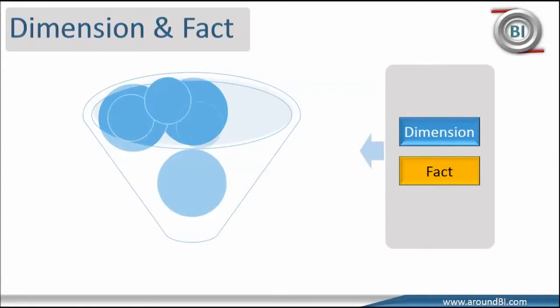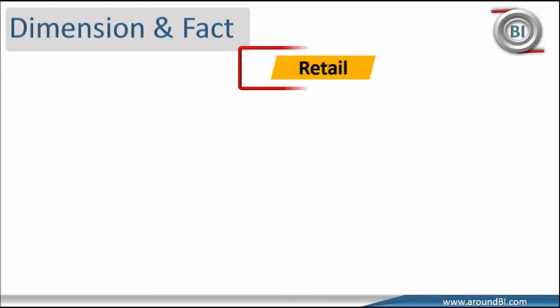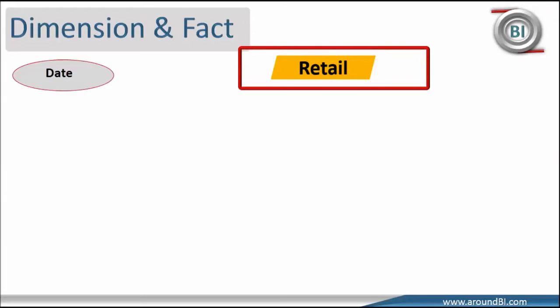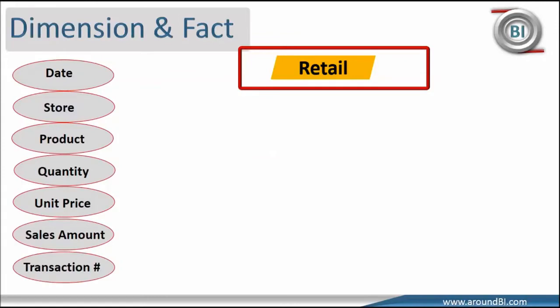Honestly, for warehouse developers, this is the primary challenge: to find out from the available dataset which entities are dimension and which would be considered as fact. Let's start with an example. I am running a retail store and I have some data related to that. For any retail sales, we gather date, when the sale happens, store, where the sale happens, product, what is sold, quantity, unit price and sales amount of sold products, and a transaction number or invoice number of sales.